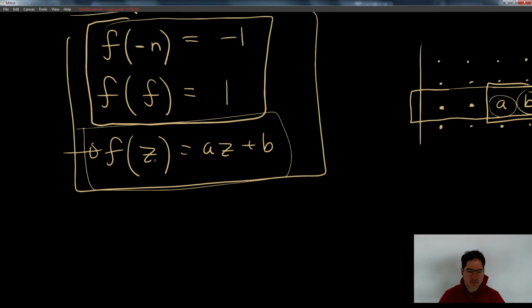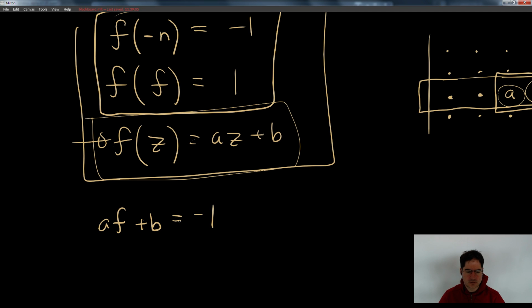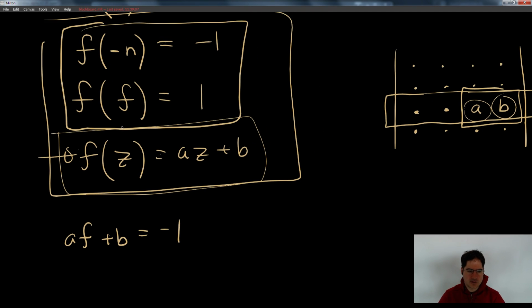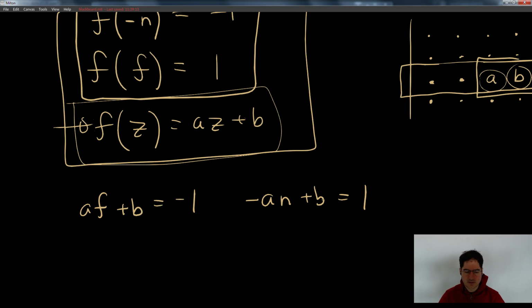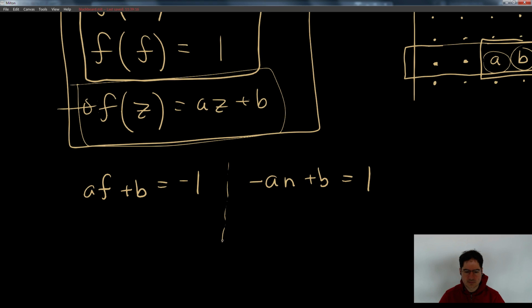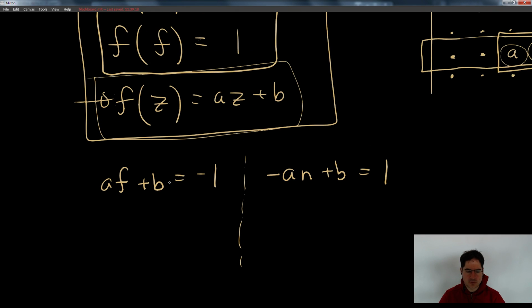So here we go. I know I have az plus b, right? And I want to plug in this case, -n, let's say, right? We'll do f first. So I have af plus b equals -1. That's one equation. And then the other equation I have was the one for -n. That's -an plus b equals 1, right? Those are the 2 points that I've got. Let's solve these equations for A and for B.